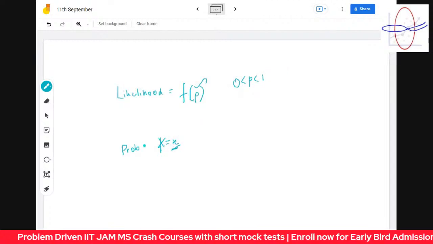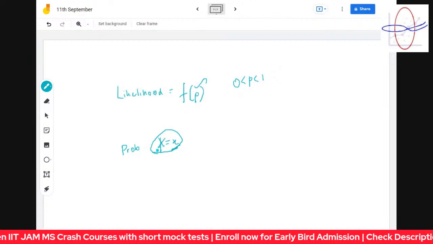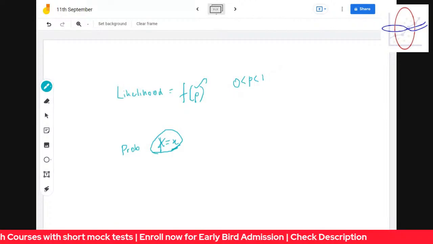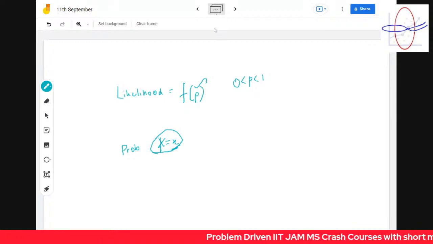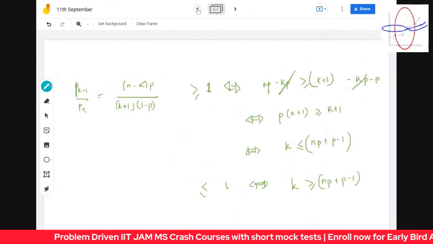But here we cannot differentiate, because the range on which we are trying to find the maximum of the function, in the likelihood case, is continuous, like an interval. But in this probability case, it's a discrete set. So we cannot maximize using the rules of calculus. That's it.